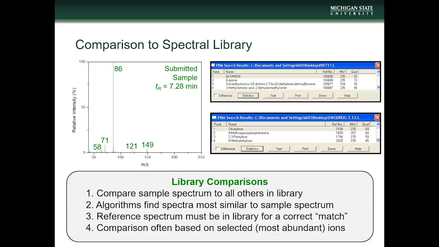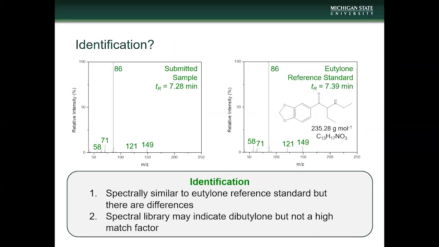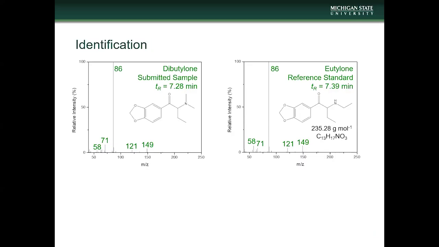In terms of this identification, it's really difficult to do this just based on the visual comparison of spectra, whether it's to that reference standard or to a library database, because the spectra have these similarities and these differences. The library is indicating a potential match to dibutylone, but the quality match factor is not that high, and therefore an identification might not be possible without doing additional work. This submitted sample was actually a spectrum of dibutylone. And given dibutylone and Utalone are structural isomers, obviously these spectra are really, really similar.